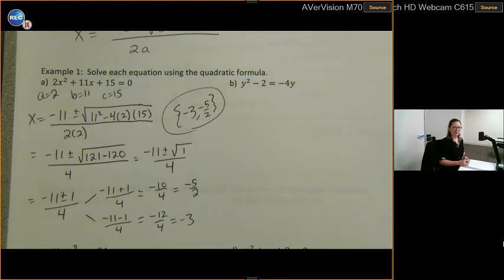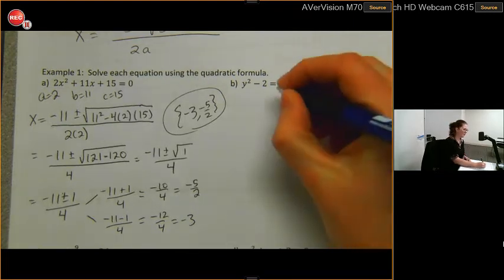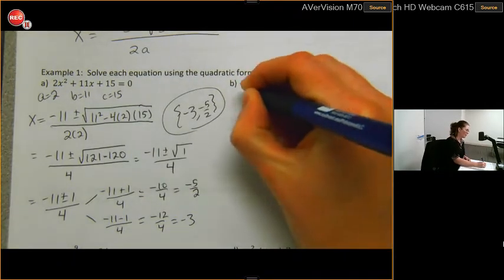So that one worked out nicely. The square root was able to be solved. And what that really means is that this could have actually been solved by factoring, but the directions said to use the quadratic formula. On part B, before I use the quadratic formula, it's important to make sure that it's equal to 0. So I need to go ahead and move that 4y.